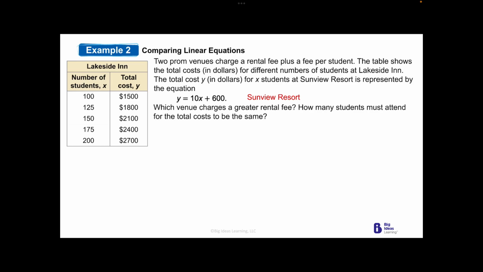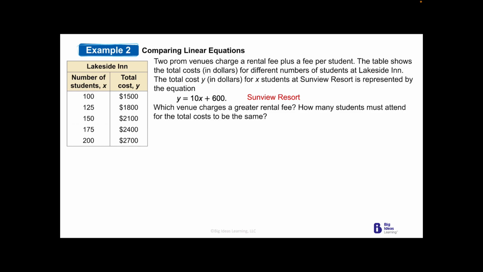So going on to example number 2, it says comparing linear equations. Now, this is physically comparing two lines, or two different types of equations, which we can make into two lines. So it says 2 prom venues charge a rental fee plus a fee per student. The table shows the cost in dollars for different numbers of students at Lakeside Inn. The total cost Y in dollars for X students at Sunview Resort is represented in the equation.